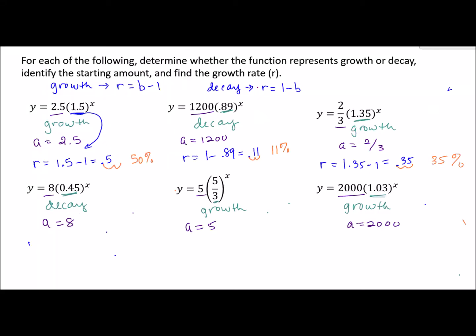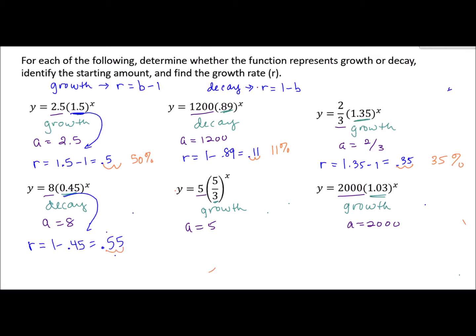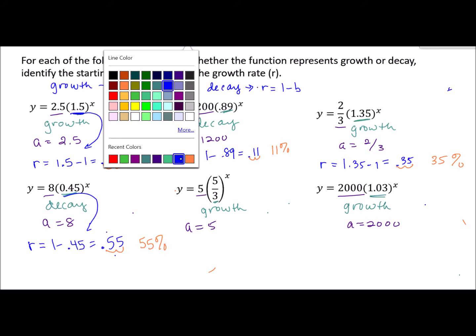Okay, decay, that means R is going to be 1 minus B, which is 0.45, giving me 0.55, and we convert that back to a percentage, moving it 2 to the right, that becomes 55%.